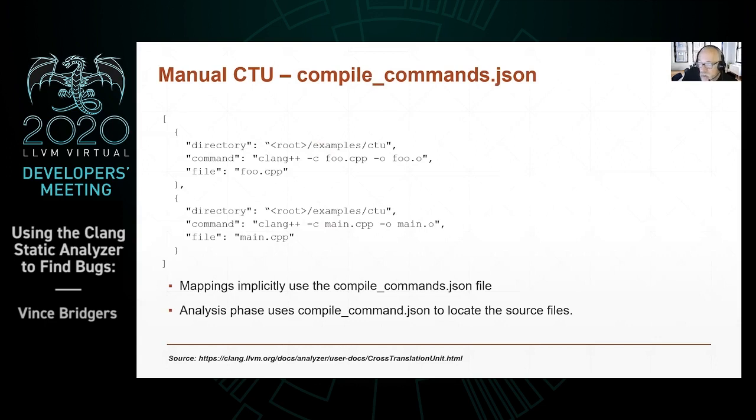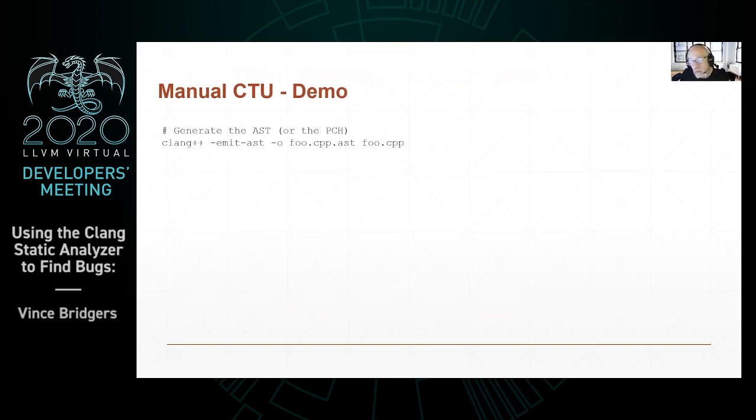So the mappings that I referred to in the first phase implicitly use the compile commands.json file. So there must be a compile commands.json file present in order for this to work properly. The analysis phase uses compile commands.json to locate the source files. So we'll go through the steps here that we'll take for a manual CTU example. So the first step is to generate the AST. That's done by using an option called emit AST. And the next step is we generate the CTU index file. It holds the external definition mappings.